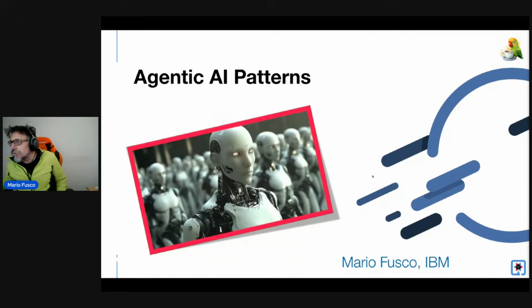Okay, so a few words about me. My name is Mario Fusco. I'm from Italy. I work for IBM, and I'm one of the main committers of LangChain4j. And today I'm here to speak about the work that I did on agentic AI patterns in the last few months.